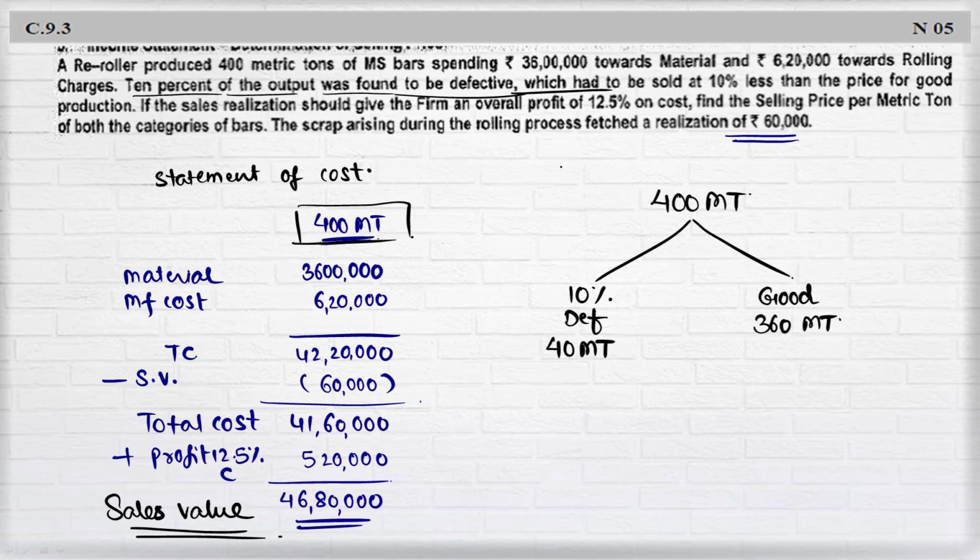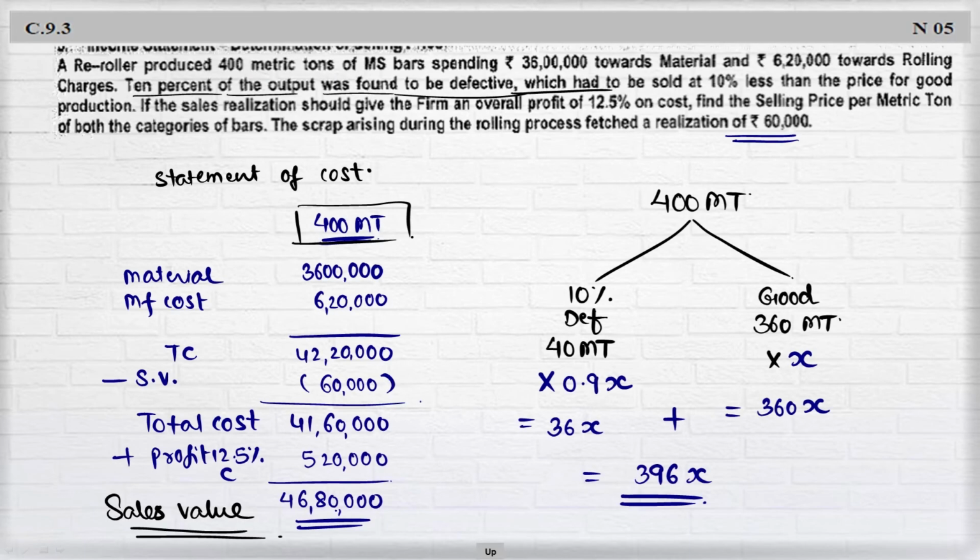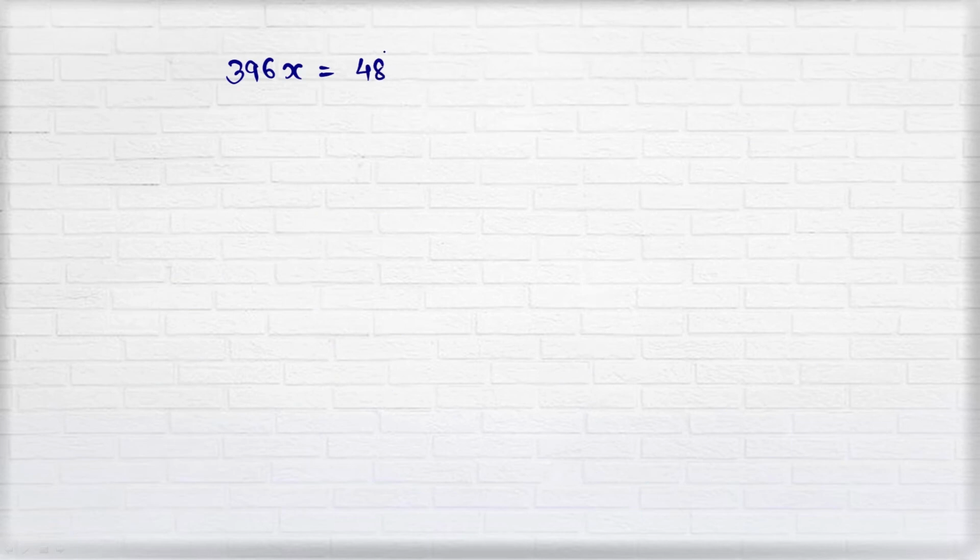It is very simple. Suppose a good selling price is X. So from this, you will be getting 360X, and if defective selling price is Y, then you will never be getting the answer. All right. What is defective selling price? 10% less than the price of production. So defective selling price will be 0.9x. So how much total sales you will be getting? 36x and 360x. The total sales you will be getting is 360 plus 36, 396. Your total sales will be 396x and you want 46 lakh 80,000 as your sales value.